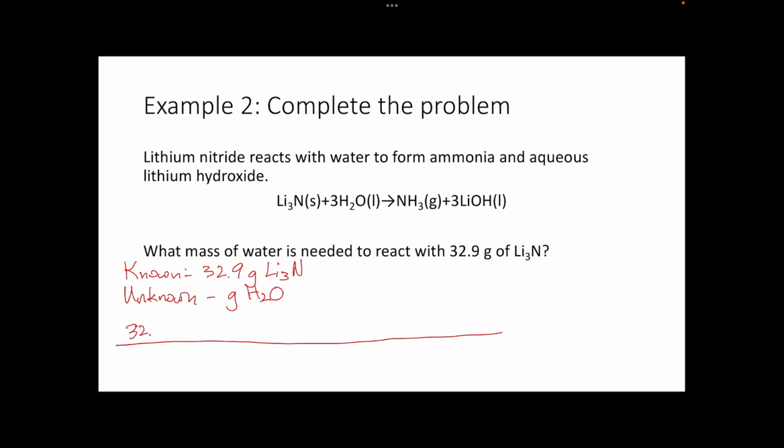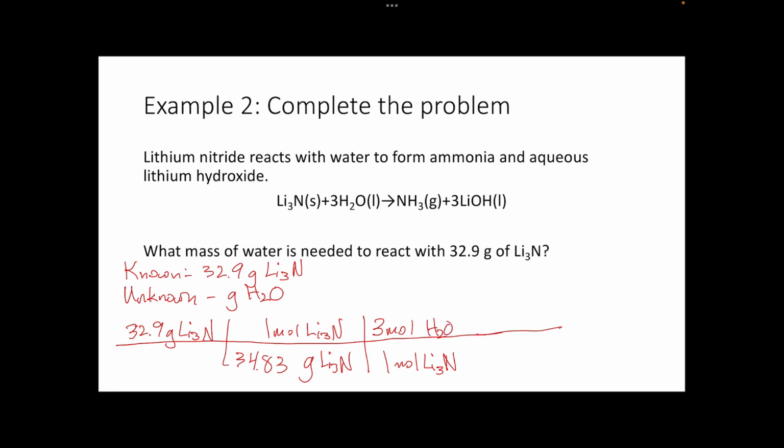So 32.9 grams of lithium nitride. I'm going to put that on the bottom to cancel per 1 mole. And from the periodic table, it is 34.83. All right. Now our mole ratio, 1 mole of lithium nitride gives us 3 moles of water. Right, and then lastly, we know that 1 mole of water is 18.02 grams.